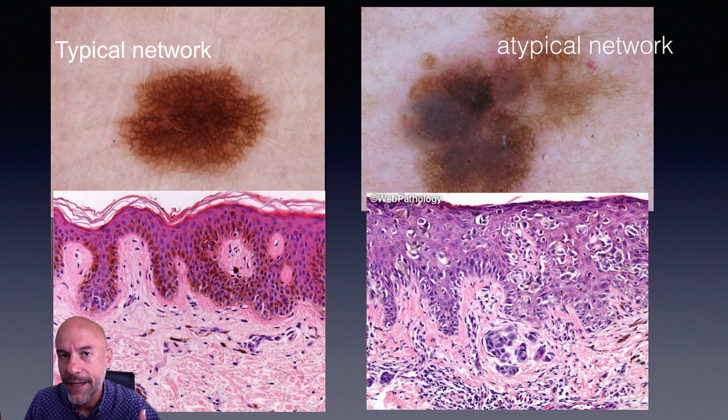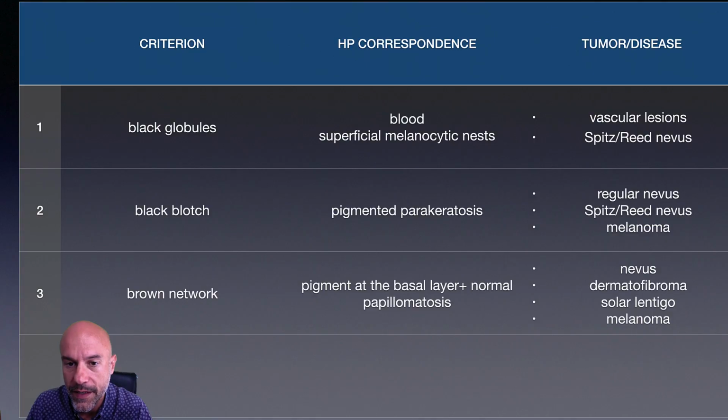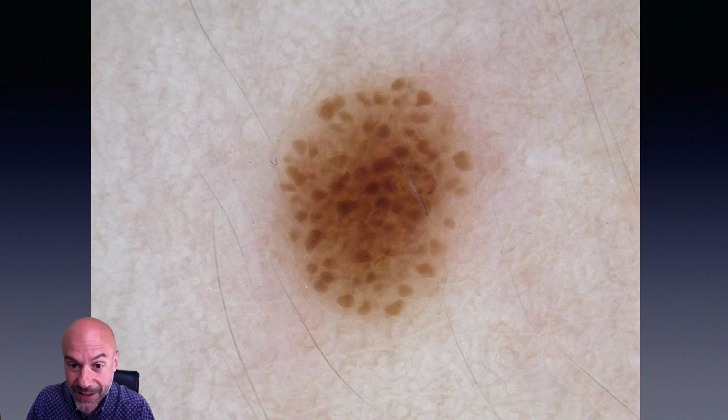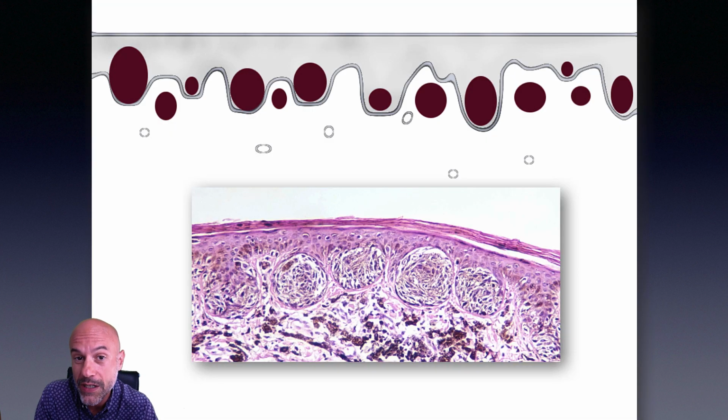So that's why in melanoma we see atypical network and not a regular homogeneous network all over the surface of the lesion. So brown network corresponds to pigment in the basal layer plus normal papillomatosis, can be seen in nevus, dermatofibroma, solar lentigo, and of course melanoma. Next criterion, brown color again, globules, brown globules. They are roundish structures, therefore they should correspond to something roundish histopathologically, and that's true.